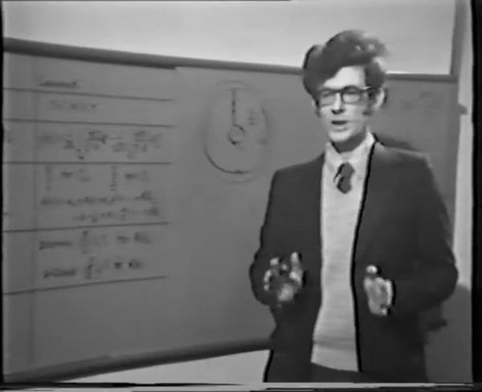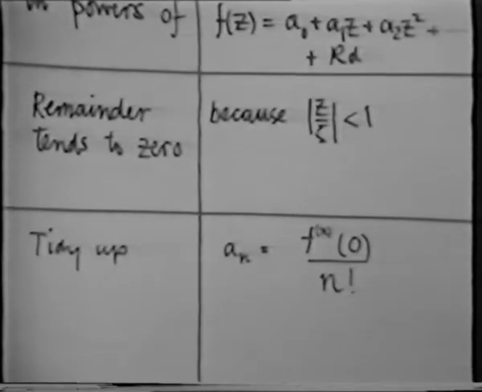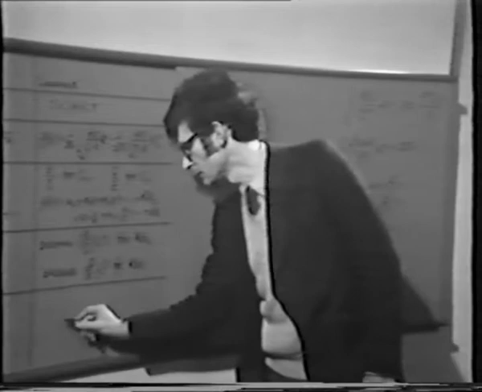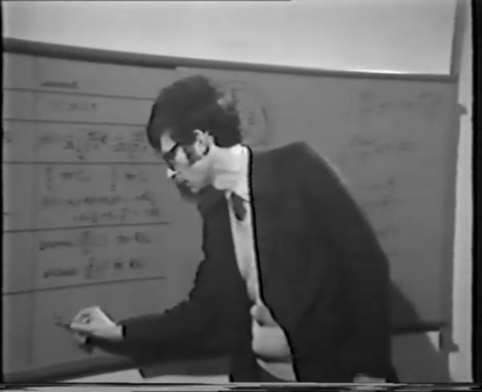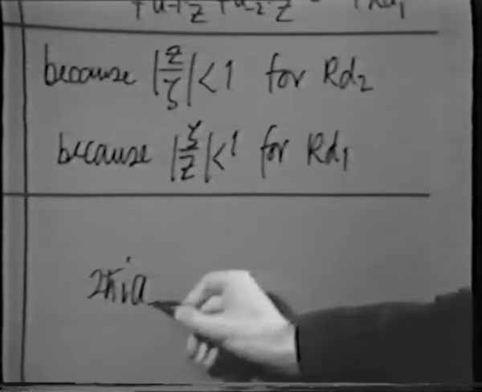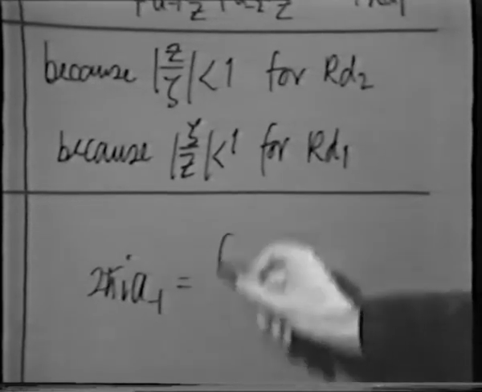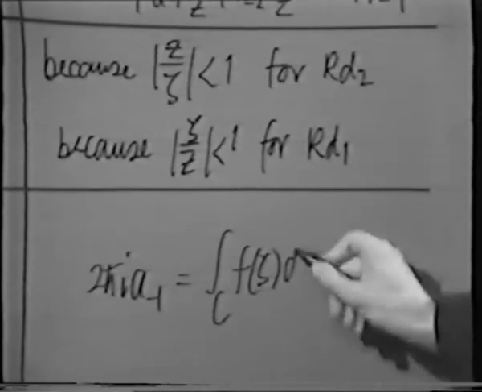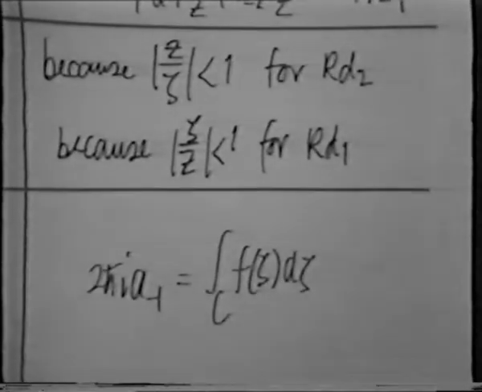Final thing was to tidy up, and that meant to identify the coefficients. And really we're just interested in the one coefficient, the coefficient of 1 over z, and it's quite easy to calculate that. 2 pi I a sub minus 1 turns out to be the integral around C of f of zeta d zeta. The calculation is quite easy.